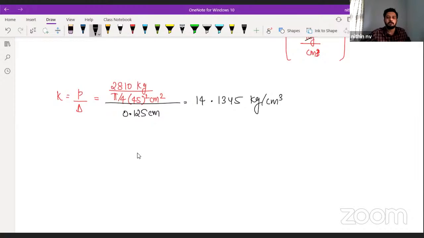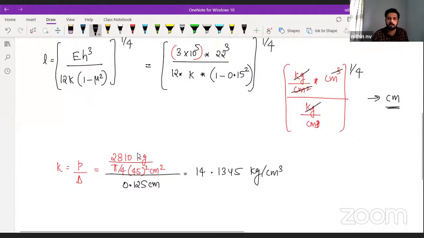Yes, thank you. So can I substitute that value here? 14.1345. Can I substitute and calculate the answer? You can substitute and calculate the answer, no problem. But you are going to get 0 mark or negative mark, as simple as that. That is the next twist which can happen. What is that?